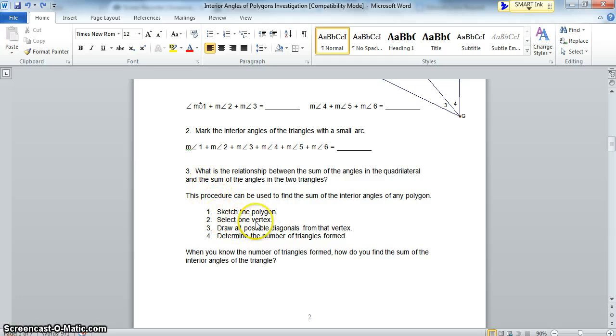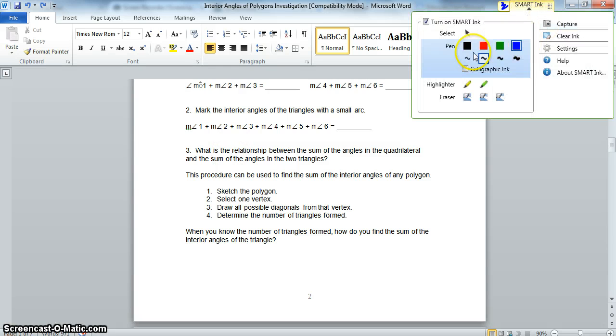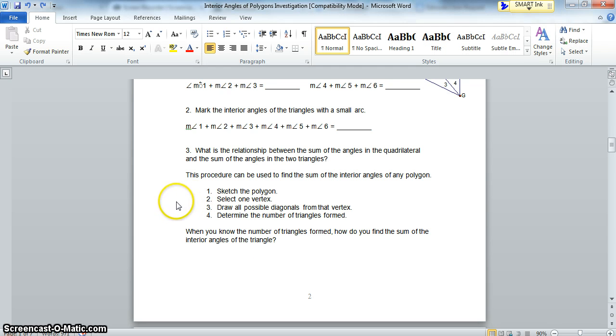So in the procedure, you're going to do this same procedure every time. Let's say, for example, you get a hexagon in the chart. Here's how this is going to work. When it says select one vertex, let's talk about a hexagon. Sketch a polygon. So I'm going to sketch a hexagon: 1, 2, 3, 4, 5, 6. Always draw a concave one. Okay, now draw the possible diagonals from that vertex.